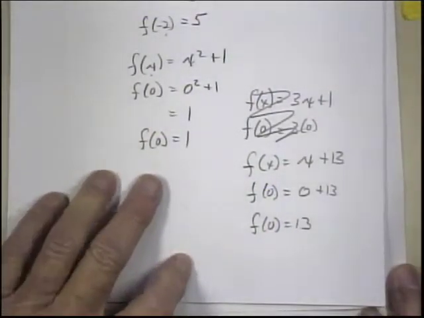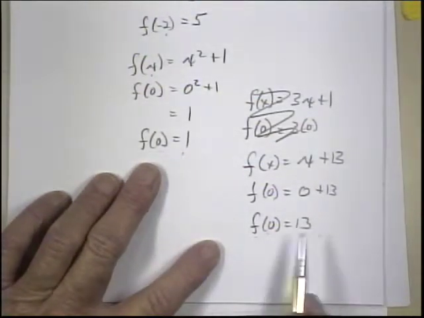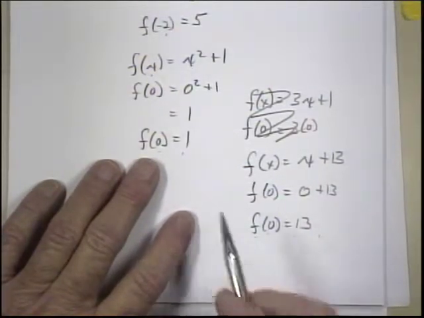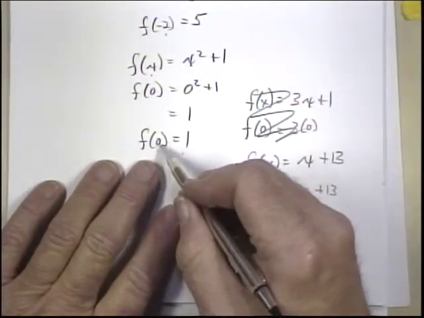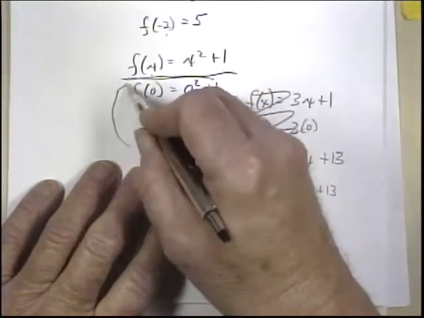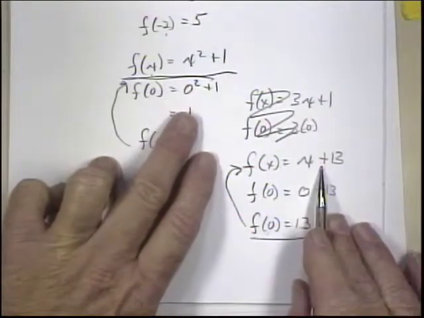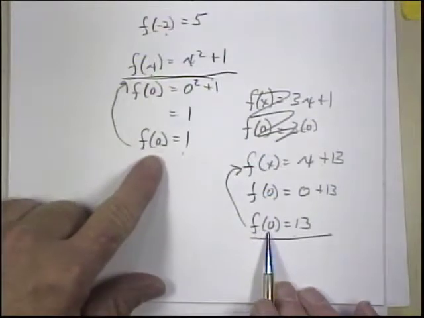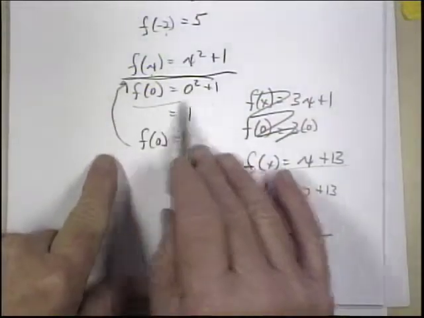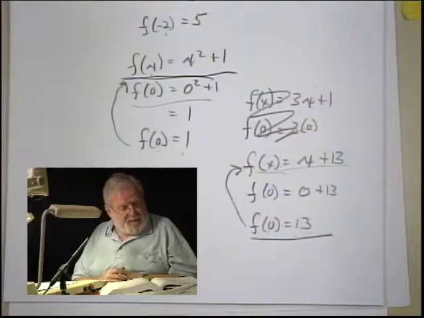The point I'm trying to make here: we have f of 0 equals 1, and here we have f of 0 equals 13. These are both correct answers. But the important thing to recognize is this relates to a specific function. It related to this function, and this answer relates to this function. And the functions are different, so that when we evaluate the function when x equals 0, we get different numbers because the original function was different. If they were the same, we'd get the same number. All right?